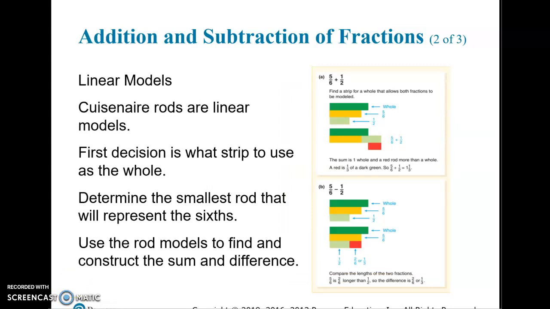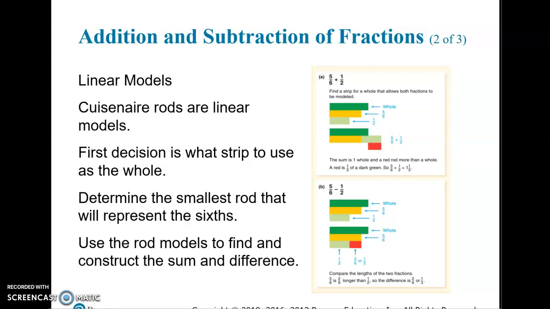Cuisenaire rods are linear models. Suppose you had fractions of submarine sandwiches, which are linear. Students are encouraged to use Cuisenaire rods or fraction strips to model the problem. The first decision they must make is what size is the whole. This decision is not required with circular models because the whole is established already. The whole must be the same for both fractions. In this case, the smallest rod that will work is the 6 rod, or the dark green strips in the example.